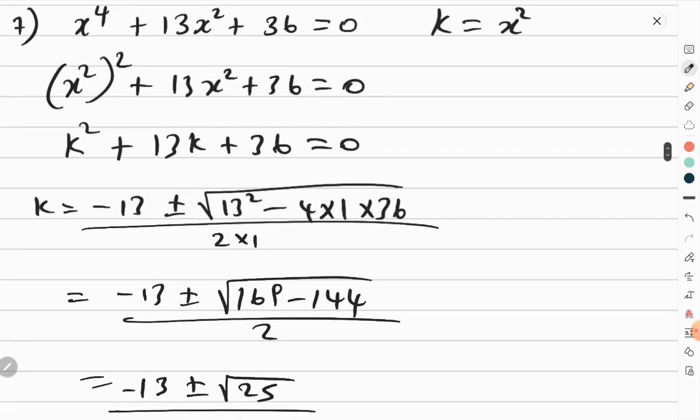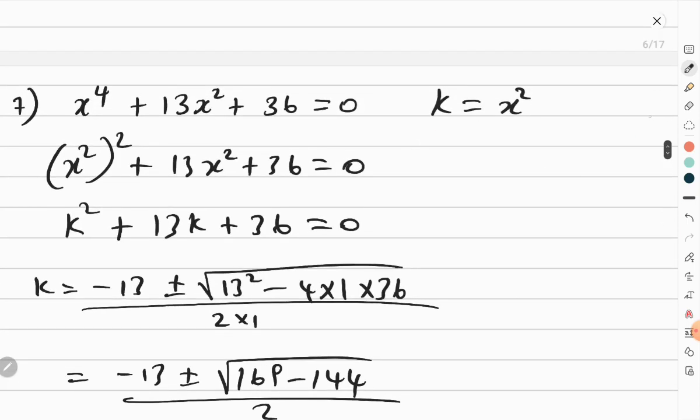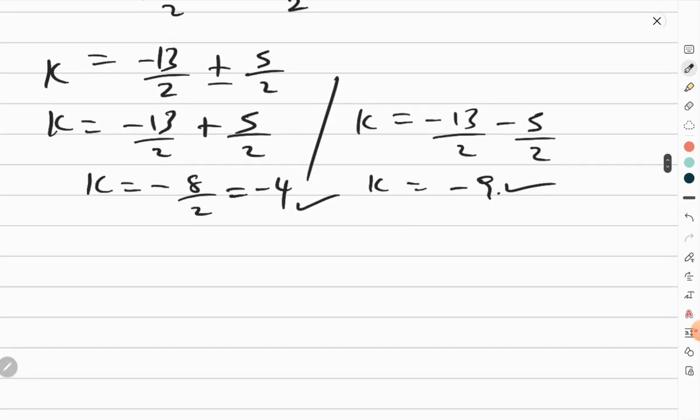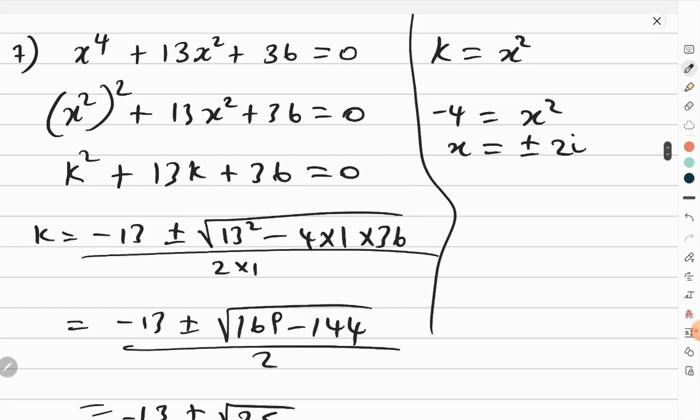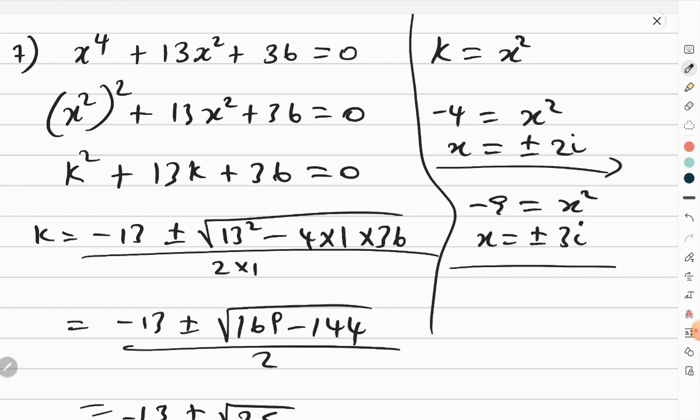But we need to remember that k was equal to x squared. We can move back to that to find the actual values of x now, not of k. So if k is equal to negative 4, we put negative 4 equal to x squared. So basically, x is going to be plus or minus 2i. That's the first two solutions. Then if k is negative 9, we put it in the place of k, and x is going to be plus or minus 3i. So these are the solutions for number 7.